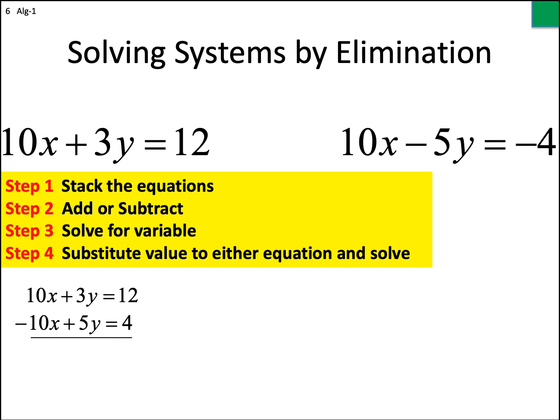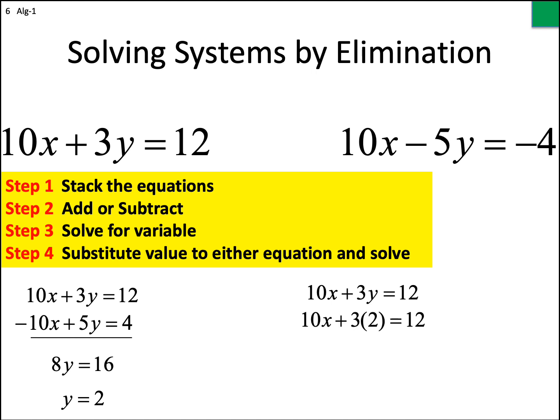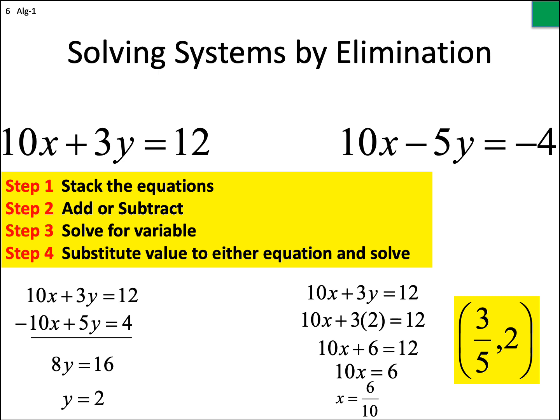All right, let's add. 10x minus 10x is 0. That gives me an 8y. 12 plus 4 is 16. Divide both sides by 8. Y equals 2. I got two negatives here, don't like that one. I'm going to substitute the y value into the first equation right there. Let y be the value 2. 3 times 2 is 6. Subtract 6 from both sides. Divide both sides by 10, and we got to reduce the fraction. We get 3/5. So the final answer, x value 3/5, that's 6/10 reduced, comma 2.